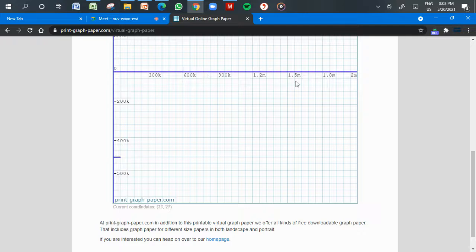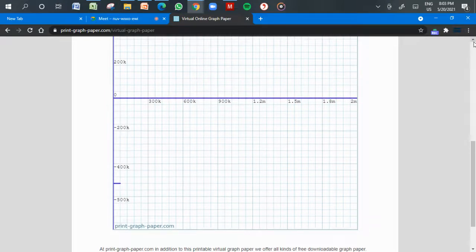Then 800 and 100. Where do we find 100? 100 is here, so it will be somewhere from here. So we join these ones. That is where 800 is and where the 100 is, 800 representing our cumulative sales and 100 representing our cumulative profit.